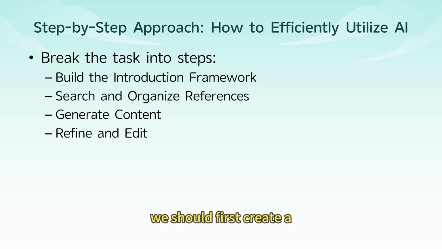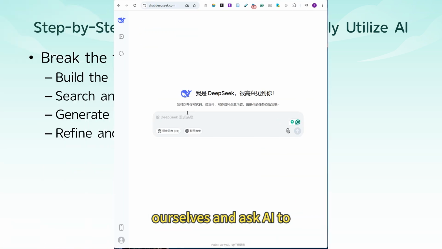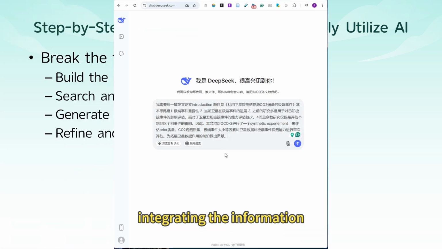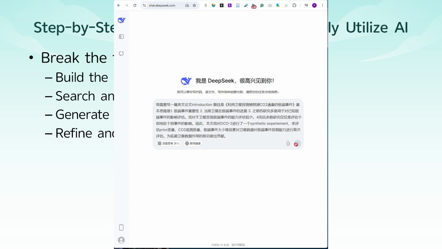Instead, we should first create a structured framework for the introduction, specifying what each paragraph should contain. Then, for references, we shouldn't rely on DeepSeek and ChatGPT's internet search. Instead, we should search for papers ourselves and ask AI to summarize them before integrating the information into our framework. Finally, we refine and polish the text to ensure it meets publication standards.